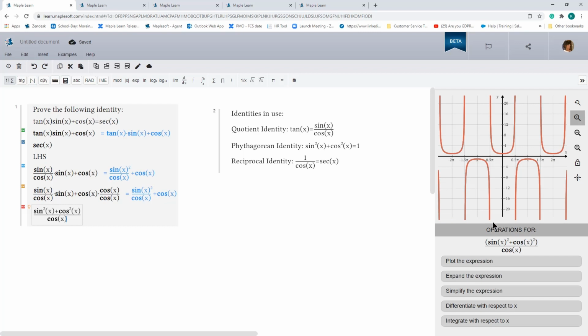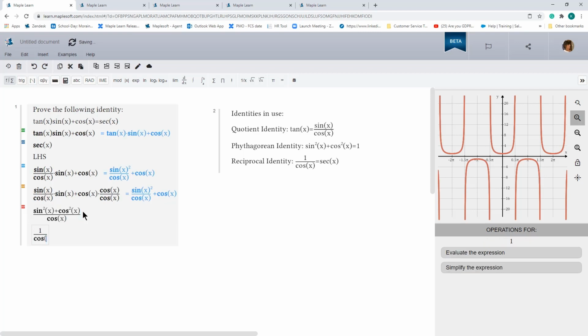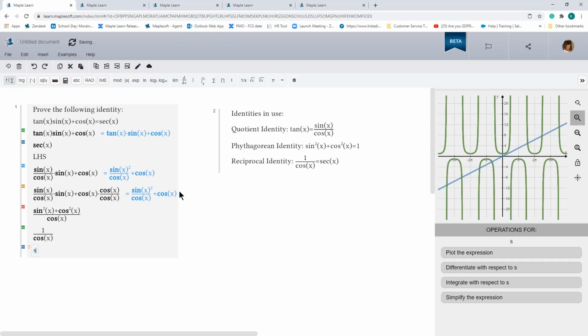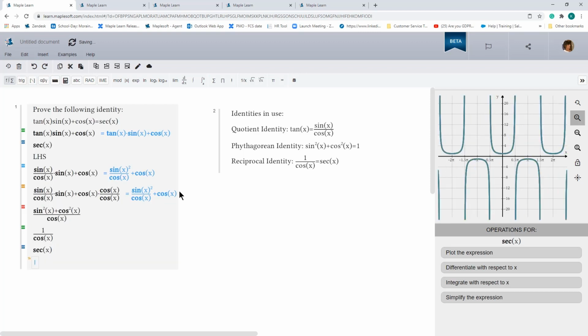Everything is equal. So the next thing I want to do is apply this identity that states that sine squared of x plus cos squared of x equals 1. And if I do that, we'll get the expression 1 over cos of x. And 1 over cos of x, you'll recall, based on the reciprocal identity, is equal to secant x. And voila, we've proved that the left-hand side is equal to the right-hand side.